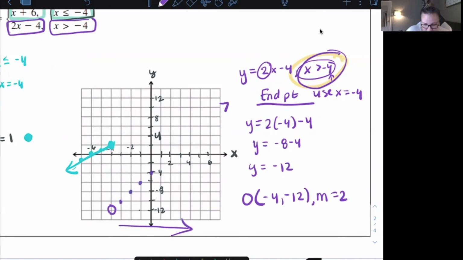But remember, I'm counting by 2s on my y-axis, so it looks like I'm going up 1 over 1, but I promise I'm not, because I'm really going up 2 since I counted by 2s. All right, here we go. We've graphed our first piecewise function.